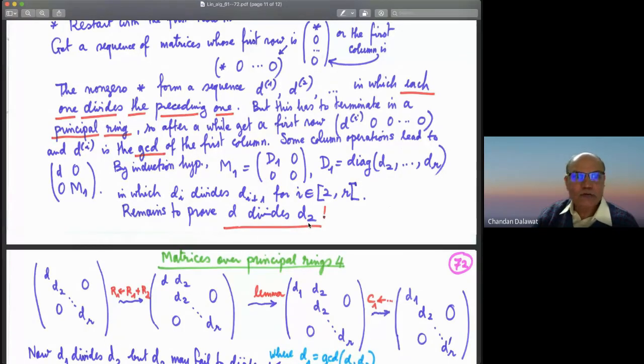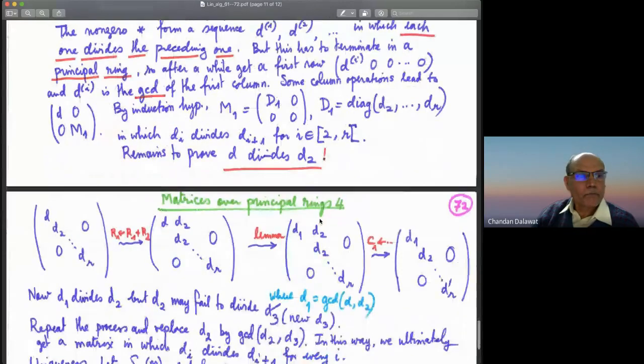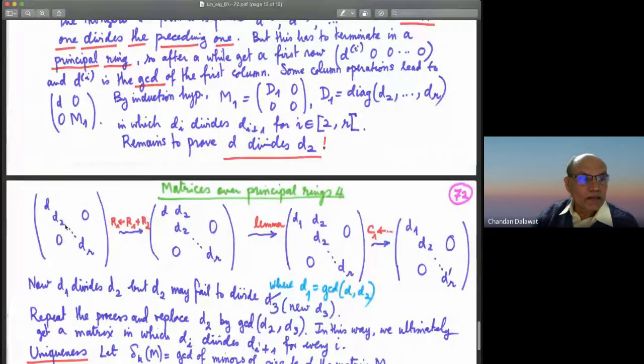So we have to do something in order to get some D which divides D2. So let's just look at the top left-hand corner. It looks like this for the time being.